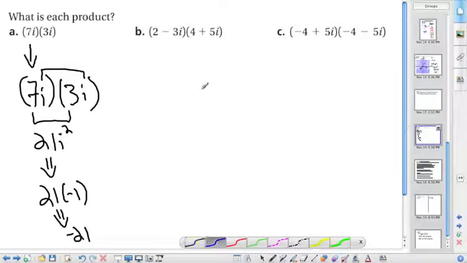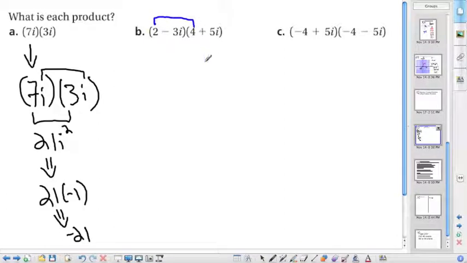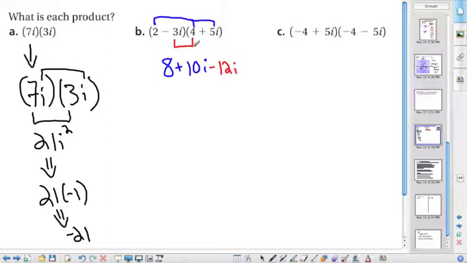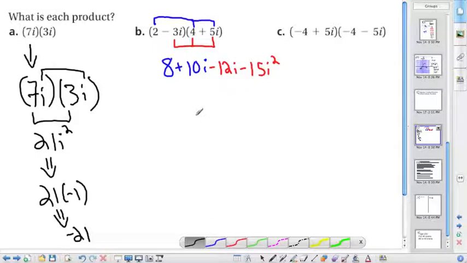For B, you have to distribute. So you do 2 times 4, which is 8. You do 2 times 5i, which is 10i. Next, you have to do negative 3i times 4, which is negative 12i, and then negative 3i times 5, which is negative 15i squared. After you multiply, you just combine like terms. You have 8 and no other term right now that is real. So you cannot combine anything else right now.